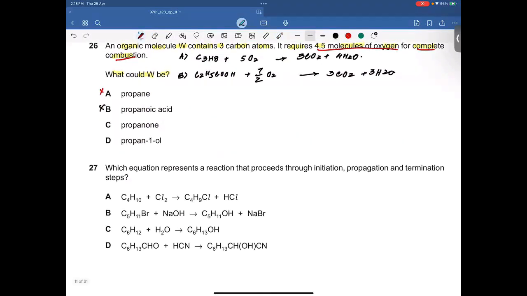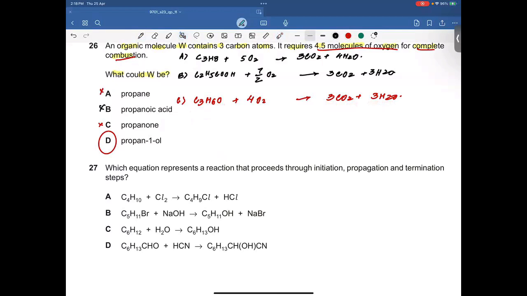Propanol has C3H6O. It is reacting with oxygen, converting into carbon dioxide and water. We have 3 carbon and 6 hydrogen. How many oxygens now? 6 plus 3, 9. We have 1. 9 minus 1 becomes 8. So 4O2. So again, this is going to be incorrect. So if A wrong, B wrong, C wrong, correct answer is going to be D.